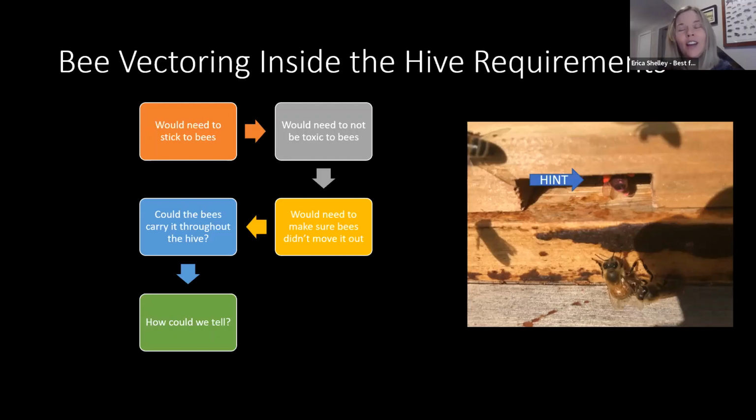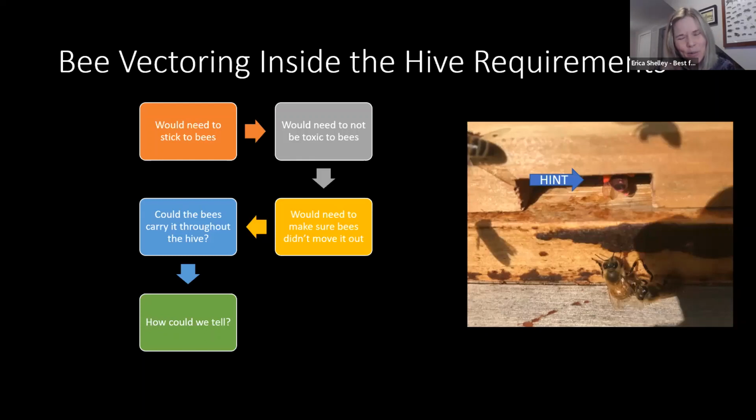Also, it needs to not be toxic to the bees. So when we're looking at toxicity, we're actually looking at a couple of different things. The first thing we're looking at is obviously, can the substance that we're adding to it make them sick? But we also have to look at the size as well. Anything that's too small can actually affect their breathing. So we have to pay attention to the size of the particles as well.